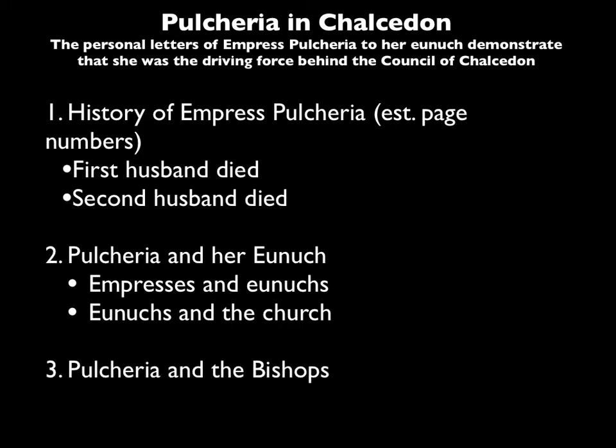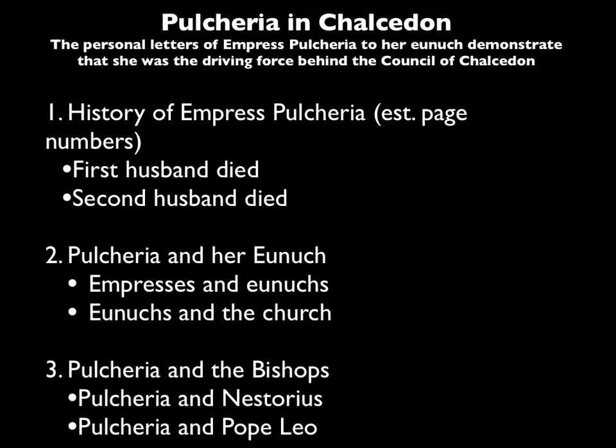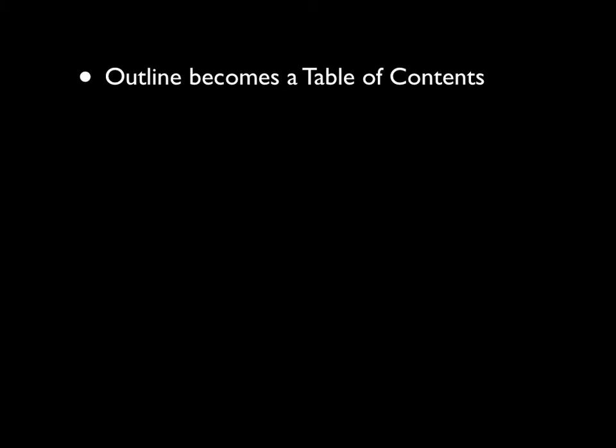And then we want a chapter on Pulcheria and the bishops, and that would be maybe 40 pages. And there we're going to talk about Pulcheria and Nestorius, and Pulcheria and Pope Leo. So those are the major points to hit in each chapter. So next, the outline becomes a table of contents.